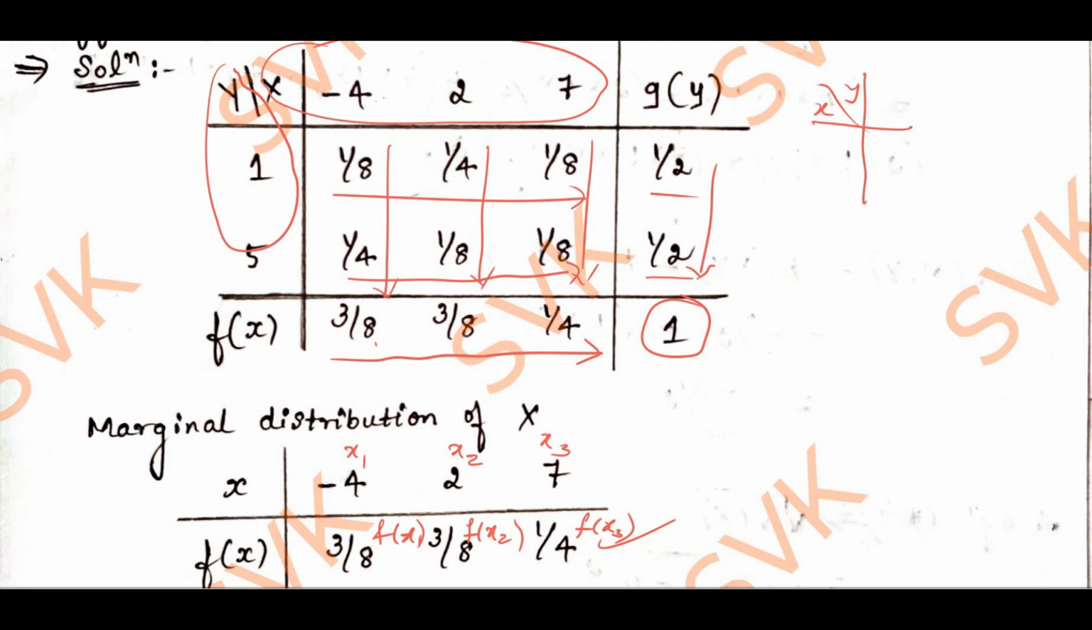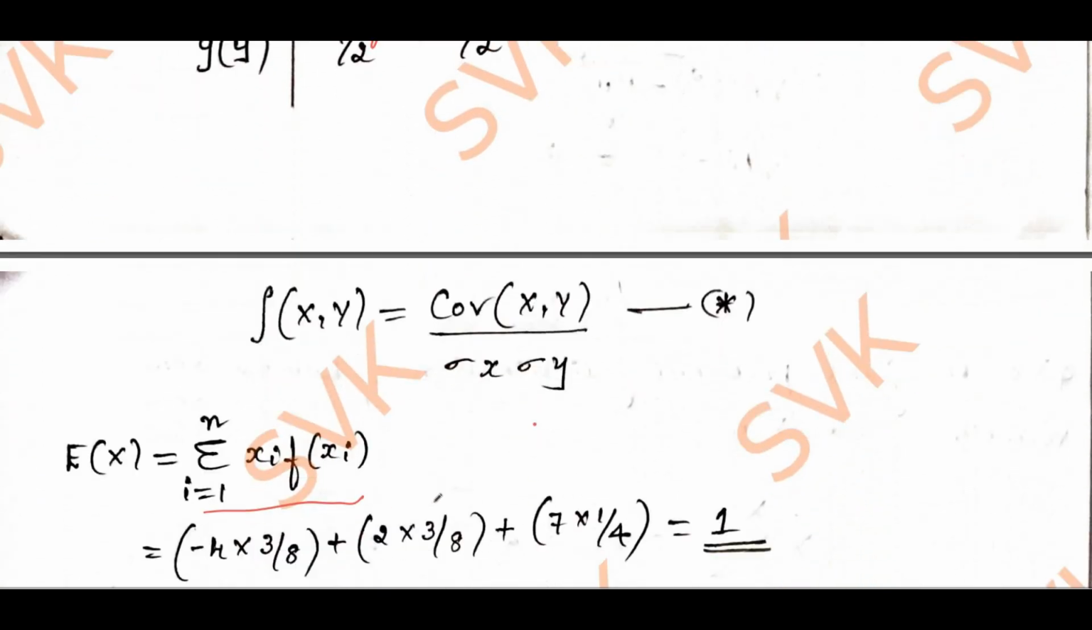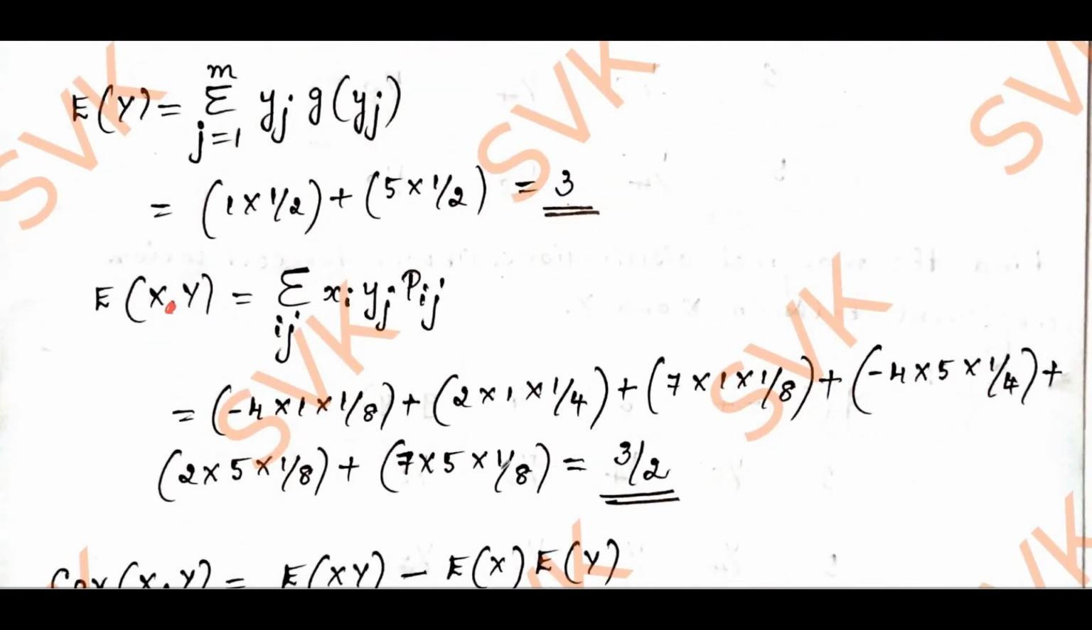So having the value 1 into minus 4 into 1 by 8, plus 1 into 2 into 1 by 4, plus 1 into 7 into 1 by 8. So this is how we need to find it. Similarly, going with the second value, that is 5 into minus 4 into 1 by 4, plus 5 into 2 into 1 by 8, plus 5 into 7 into 1 by 8. That is what we have done for finding E of xy. So solving this part, we are going to get 3 by 2. So this is how we can find the value of E of xy.